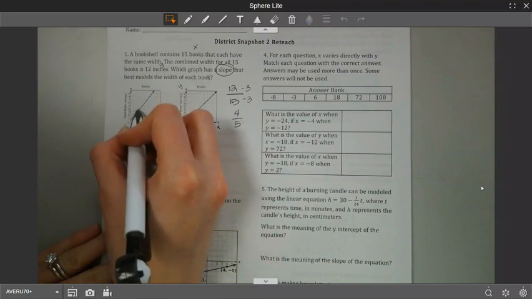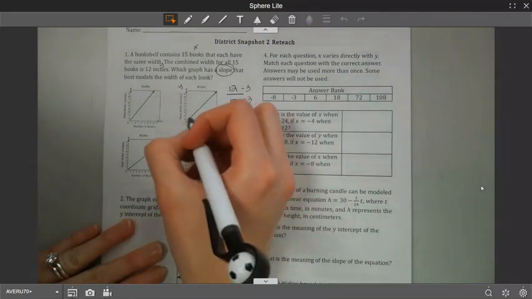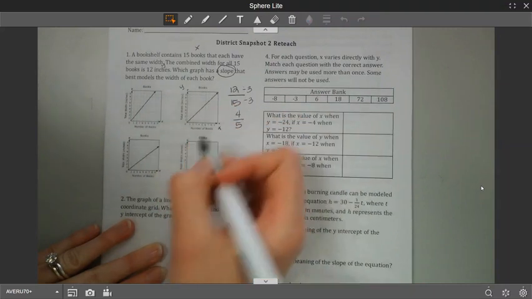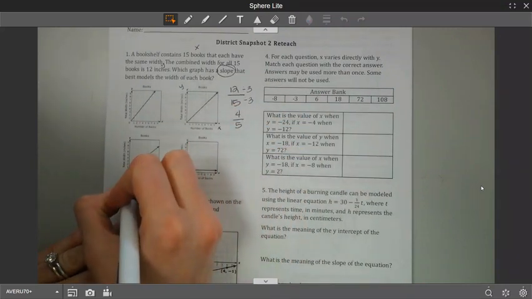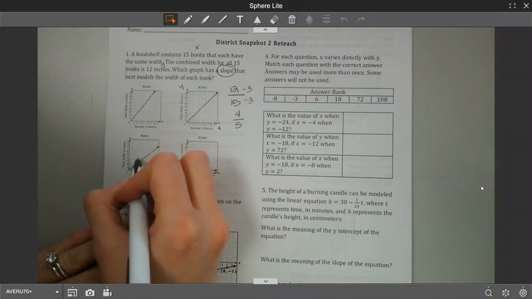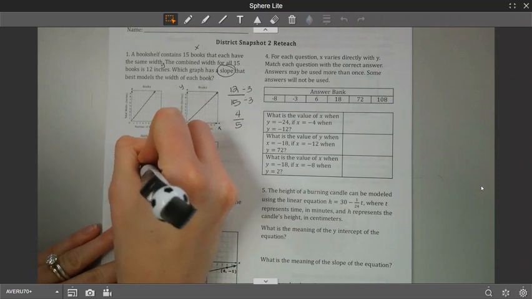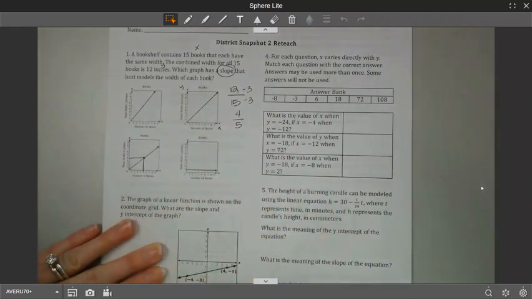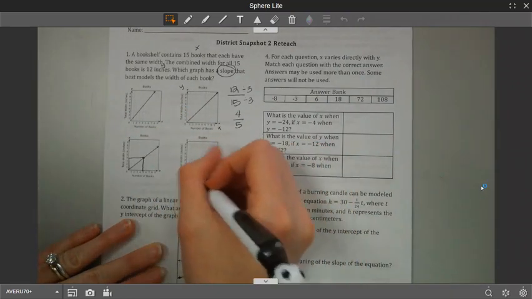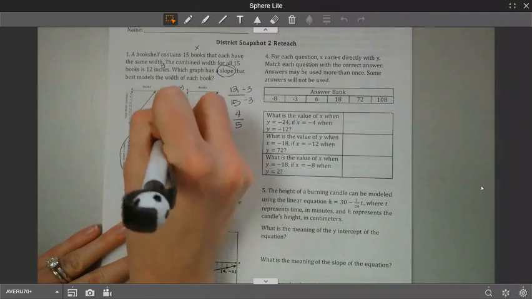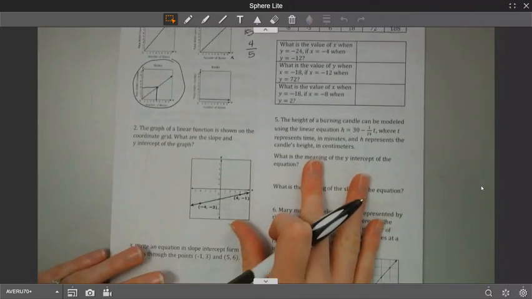Well, this one goes up 4, but only goes over 3. This one goes up 4, and then I go over 1, 2, 3, 4. This one goes up 4, and I go 1, 2, 3, 4, 5. Okay, so this one looks like a good choice. Up 4 over 5. And then here, this is just a horizontal line, so that doesn't make any sense. So the only logical answer would be C.